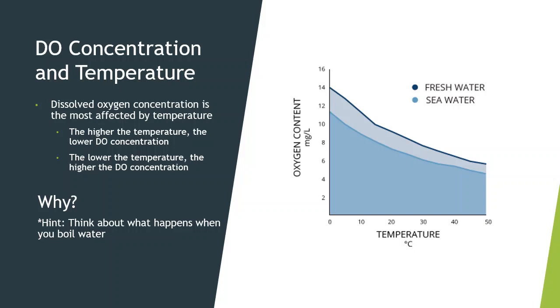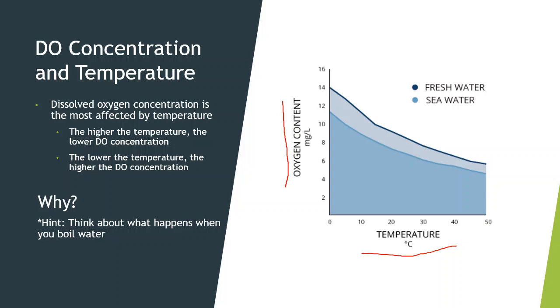So we have our charts here, and you'll notice that it is dissolved oxygen content versus temperature. The temperature is in degrees Celsius, and dissolved oxygen is in milligrams per liter. Just as a reminder, one milligram per liter is equivalent to 1 part per million.